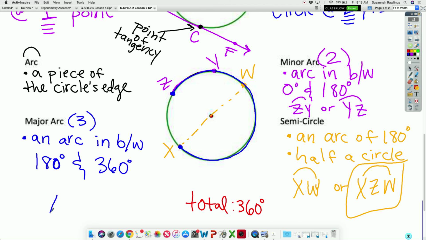If I did that, I would start at X, pass through W, and end where? I went all the way back to Z. I could name it like that if I wanted to go in that direction. If I wanted to go the other direction, I would be starting at Z, pass through, I'll say Y here, and end back at X. So the direction does matter here. I'm going to write that off to the side.